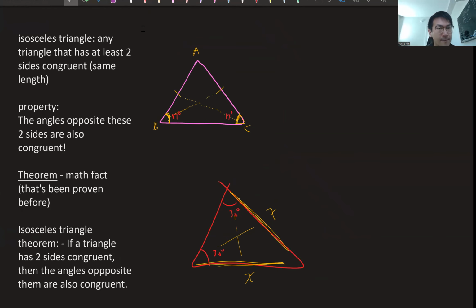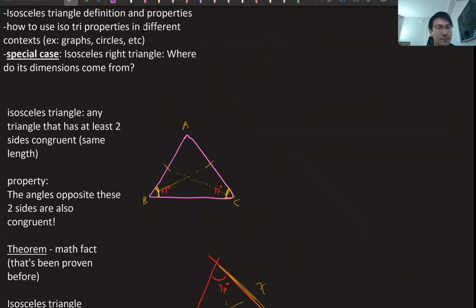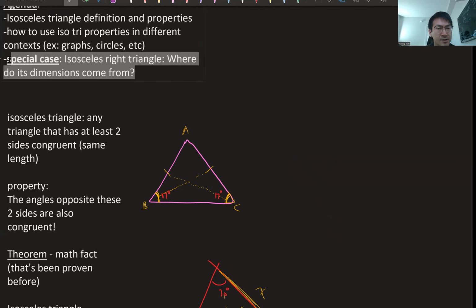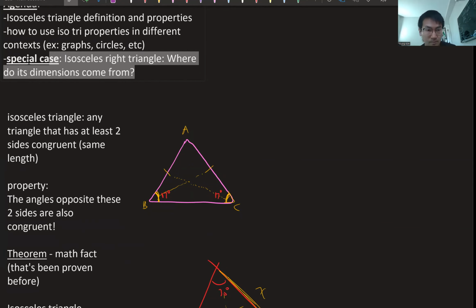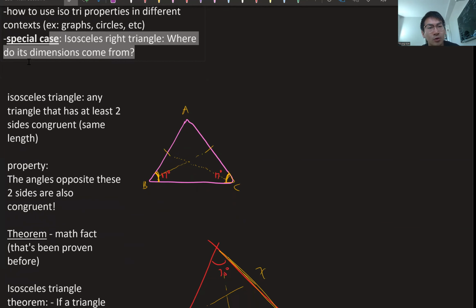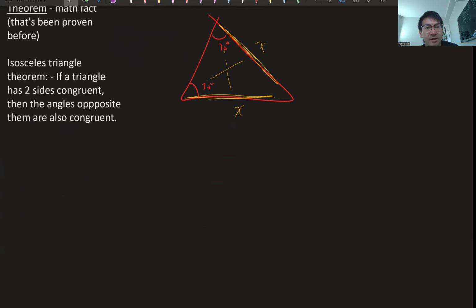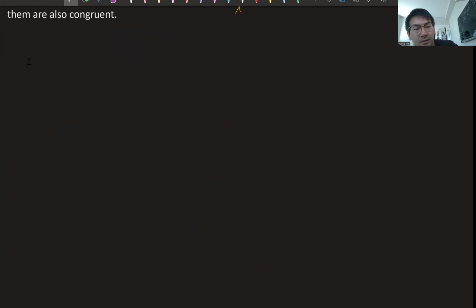Okay. All right. Now, special case. Isosceles right triangle. Where do its dimensions come from? If you Google this, you can see they'll give you an isosceles triangle. So here, let me write this. So isosceles triangle, wait, right triangle.